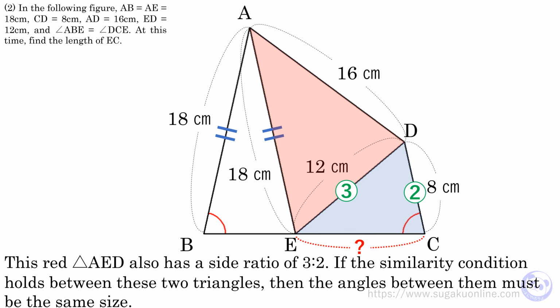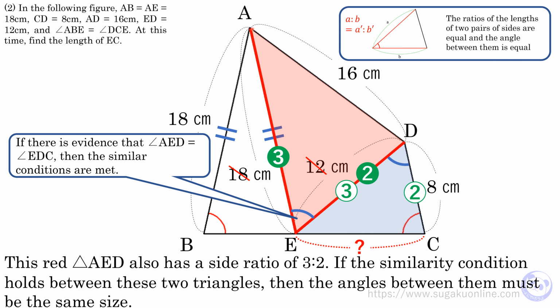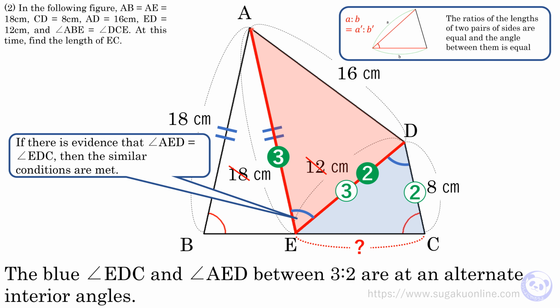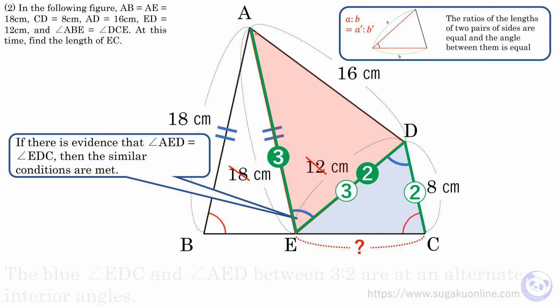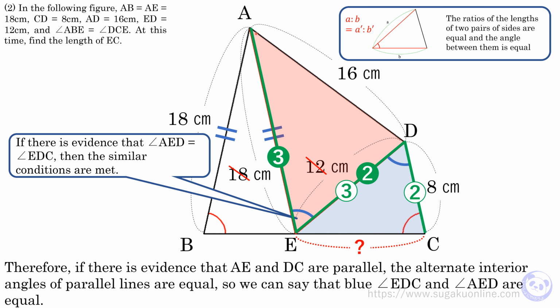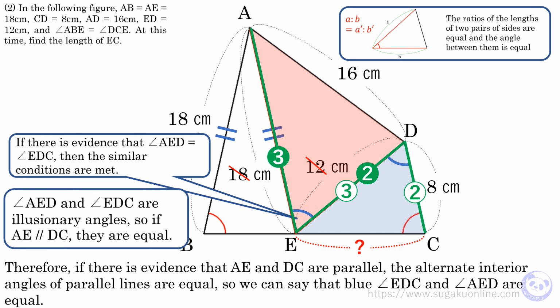This red triangle AED also has a side ratio of 3:2. If the similarity condition holds between these two triangles, then the angles between those sides must be the same. The blue angle EDC and angle AED between the 3:2 sides are alternate interior angles. Therefore, if there is evidence that AE and DC are parallel, the alternate interior angles of parallel lines are equal, so we can say that blue angle EDC and angle AED are equal.